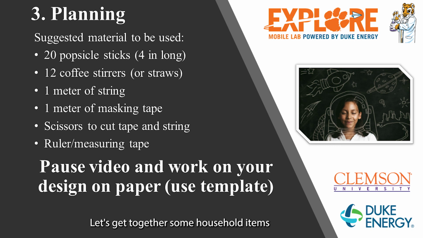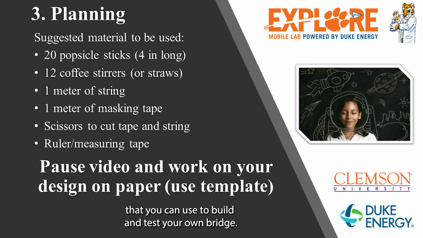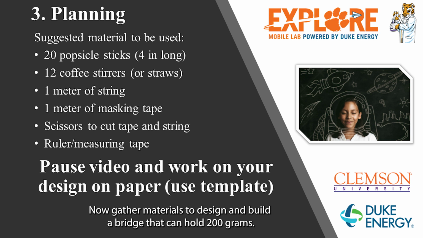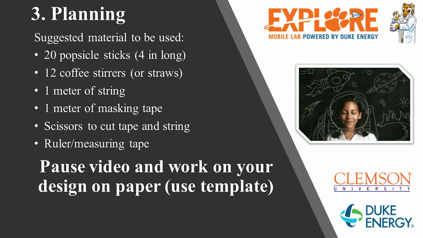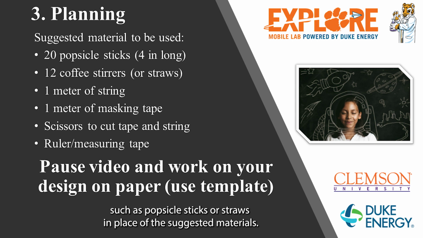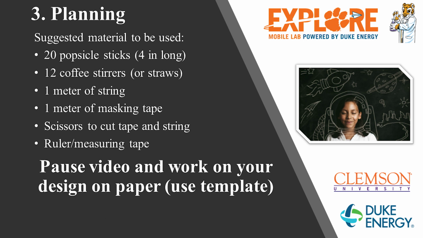Let's get together some household items that you can use to build and test your own bridge. You will need two containers to serve as the land and a gap between them to serve as the water. Now gather materials to design and build a bridge that can hold 200 grams. We suggest using the materials listed here: 20 wooden sticks, 12 coffee stirrers, 1 meter of string, and 1 meter of masking tape. If these materials are not available, use what you have at home, such as popsicle sticks or straws, in place of the suggested materials.